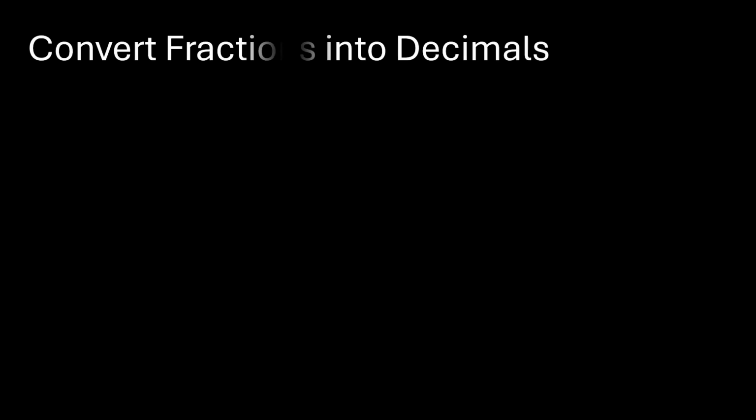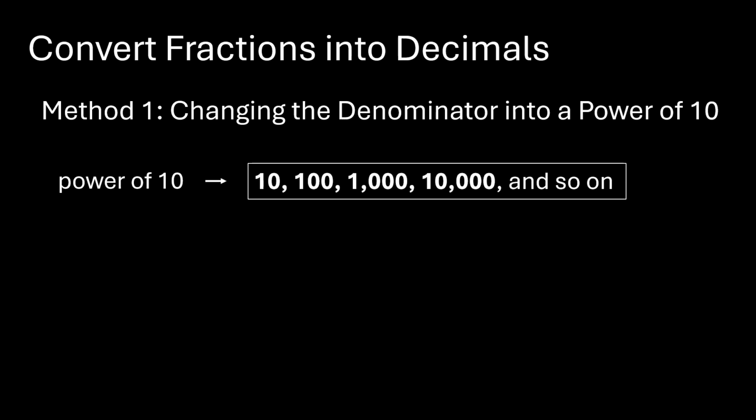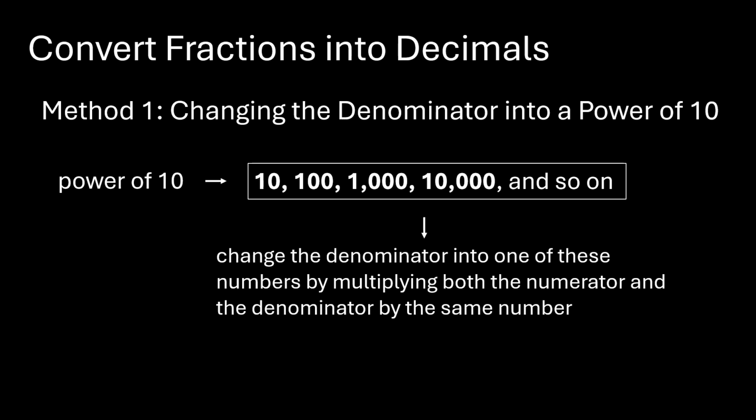Our first method is called changing the denominator into a power of 10. A power of 10 refers to numbers like 10, 100, 1,000, 10,000, and so on. This method works whenever the denominator can easily be changed into one of these numbers. The idea is very simple.